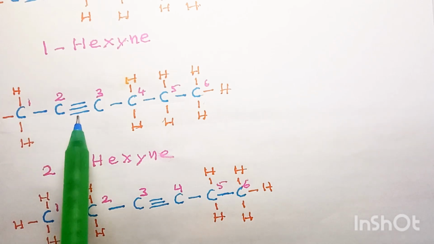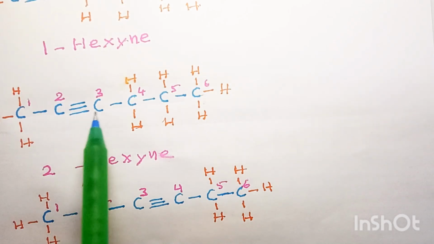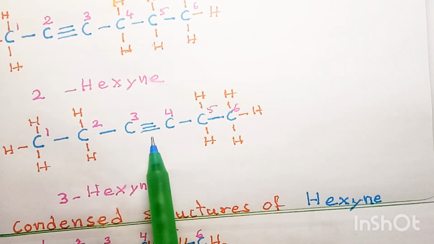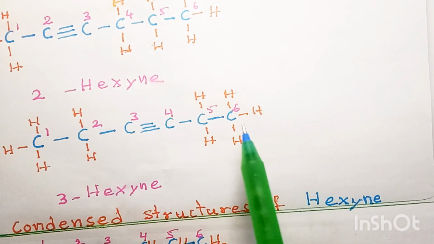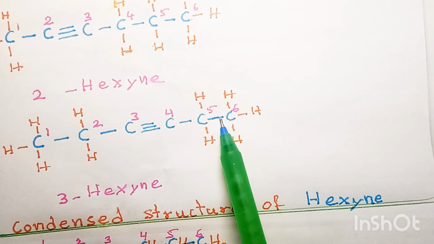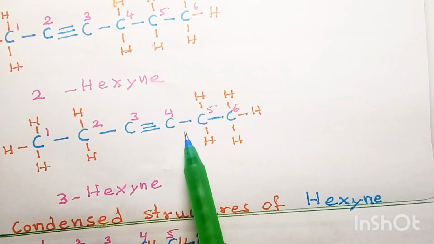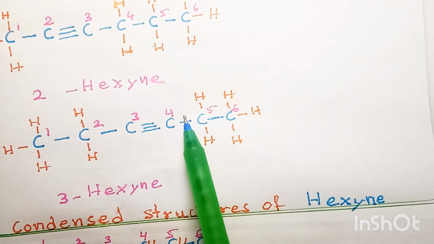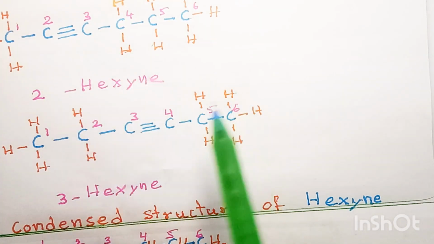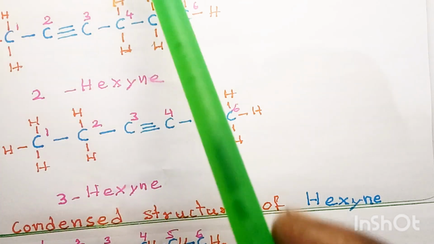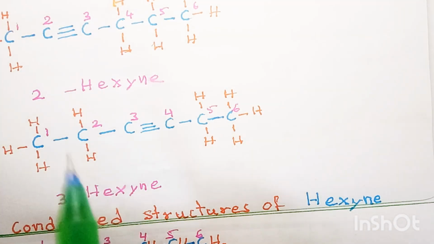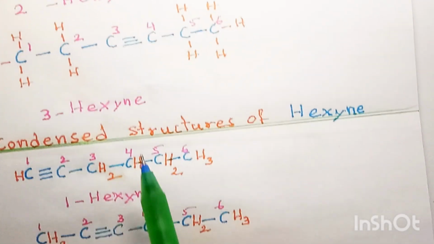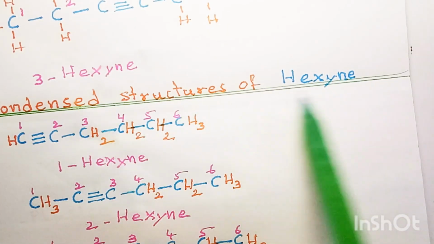Similarly, if the triple bond starts at carbon 2, it is called 2-hexyne. If the triple bond starts at carbon number 3, it is called 3-hexyne. If we write the triple bond here, it becomes 1-hexyne again. If we draw the triple bond here, it becomes 2-hexyne. So we cannot write any more structures. So there are 3 structures for hexyne: 1-hexyne, 2-hexyne and 3-hexyne. Okay, let's see the condensed structures of hexyne.